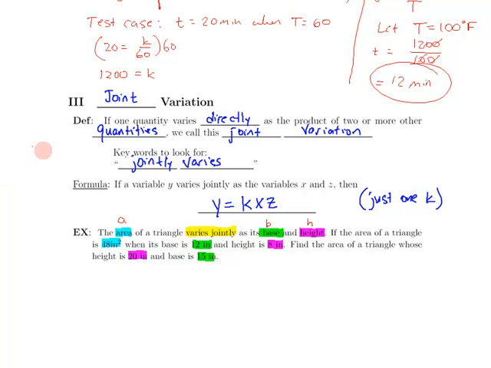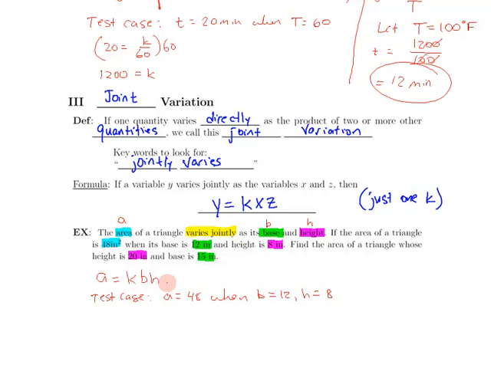So we've identified our variables. Let's write down our variation equation. A varies jointly, so always A equals K, and since it varies jointly, it's just going to be multiplied, base times height. Our test case reveals that A is 48 when B is 12 and H is 8.